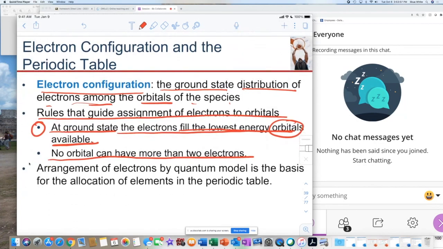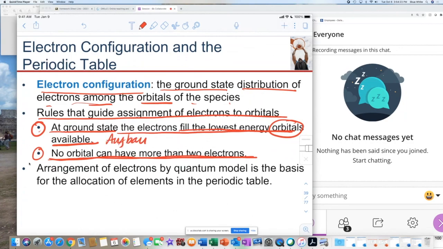And then you're being told no orbital can have more than 2 electrons. Back to the hotel analogy. As the manager, you're being told you cannot have more than 2 guests per room, right? So using those rules, when we're starting to assign electrons in the orbitals, we have to remember these rules. This first rule here was put together by a scientist called Aufbau.